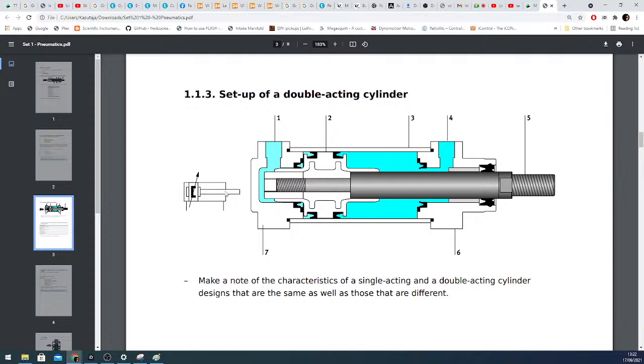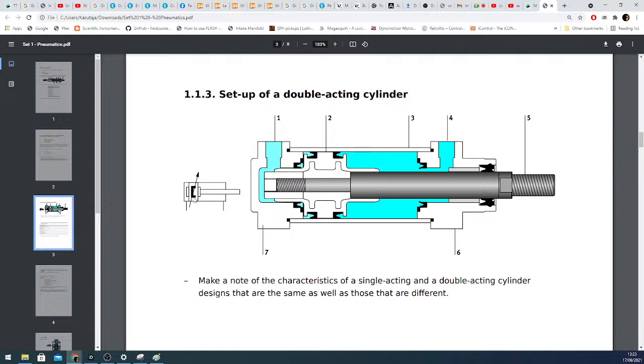The main rectangle here shows us basically the body of the cylinder. The smaller one here is the piston rod. The other rectangle here, this is the piston. The smaller ones near the piston, these are the cushioning elements. Actually, these are shown here on the cutout too.